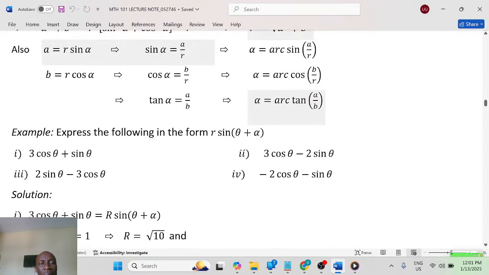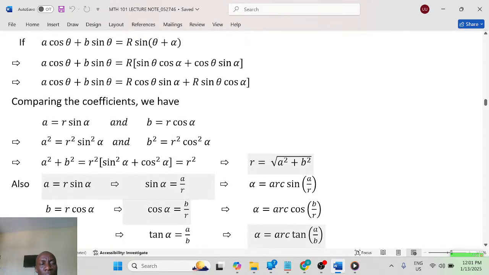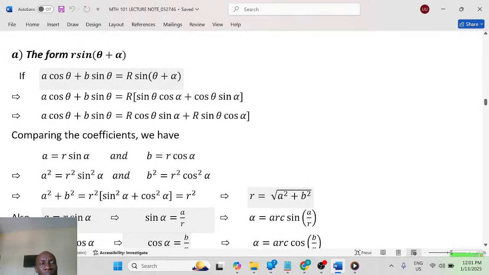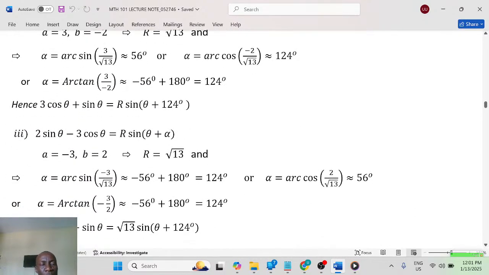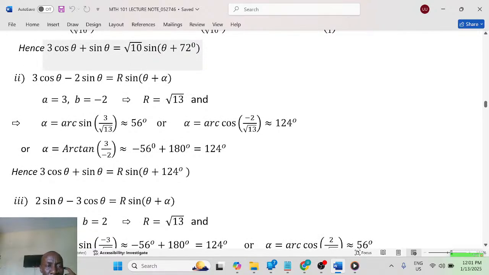Now we are looking at this simple relationship here. A cos theta plus B sin theta equals to R sin theta plus alpha. So we are asked to find the numerical value of sin alpha. Now we'll come to the second one. In the second one, we have 3 cos theta minus 2 sin theta. This is equals to R sin theta plus alpha.